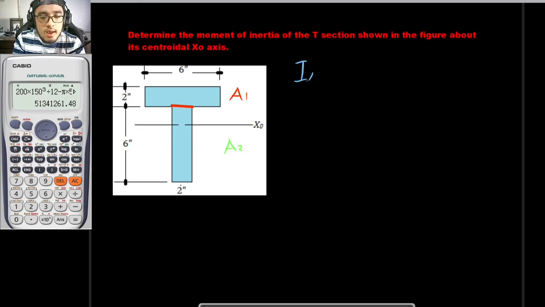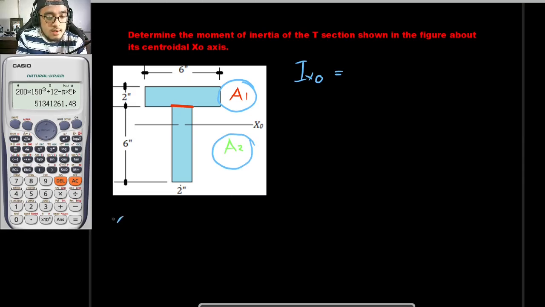So for Ix sub 0, that is to be the moment of inertia of the first area plus the moment of inertia of the second area plus the respective transfer formulas. I'll just be typing the general equation here. We need to solve for the area, the distance from their respective centroidal axis to the new centroidal axis, and their moments of inertia. But do we have the value for the location of our x sub 0? Basically it is not given here.